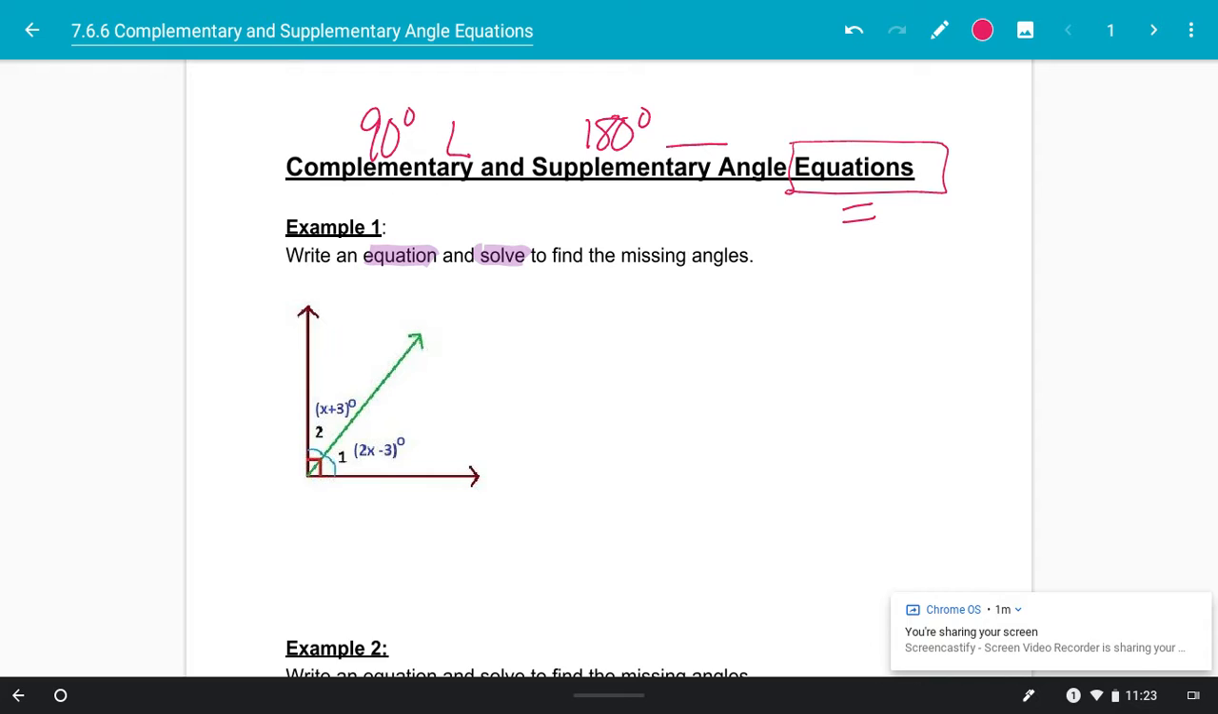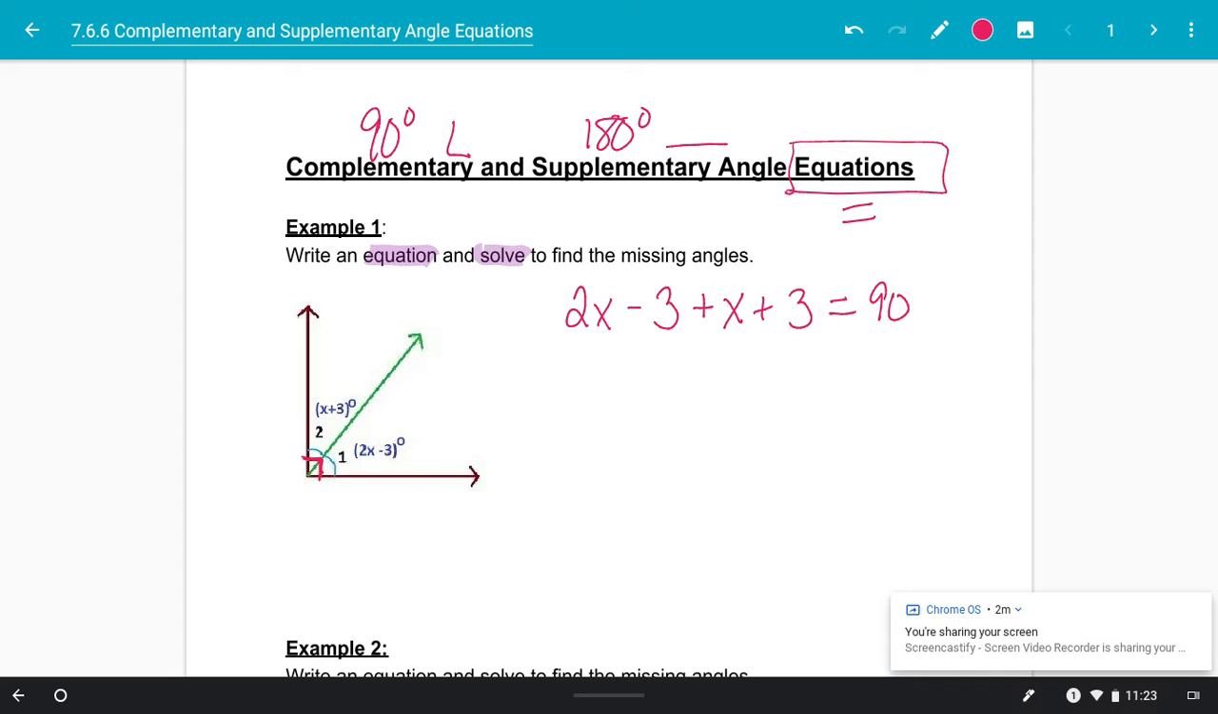So what I can do here is write an equation, knowing that because these form a corner and because I see this little corner symbol here telling me that this is a 90-degree angle, these are complementary. So I know that angle 1, which is 2x minus 3, plus angle 2, which is x plus 3, must add up to 90 degrees because they are complementary, because we see that right angle symbol. So what I can do here is solve this equation for x. So I've written my equation, now I'm ready to solve.